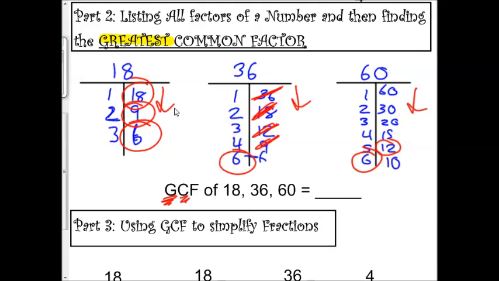So make sure you start with the biggest and go backwards so you don't accidentally pick one that's not the greatest. For example, what if we had accidentally picked 2? It's on all 3 lists, but it's not the greatest factor. What if we had accidentally picked 3? Again, it's on all 3 lists. It is a common factor, but it's not the biggest one. So we would write the GCF is 6.